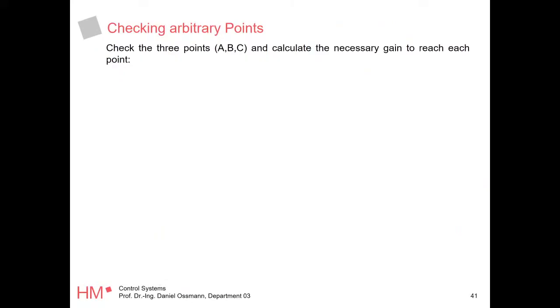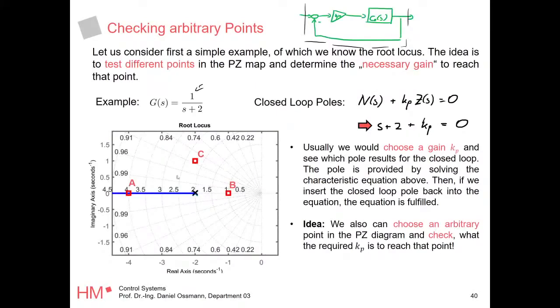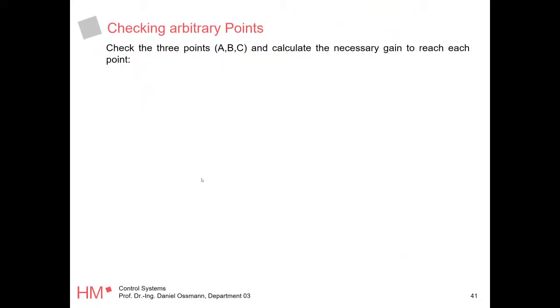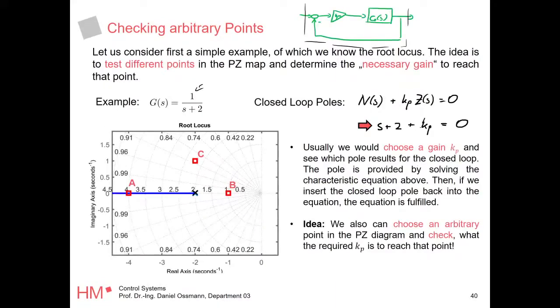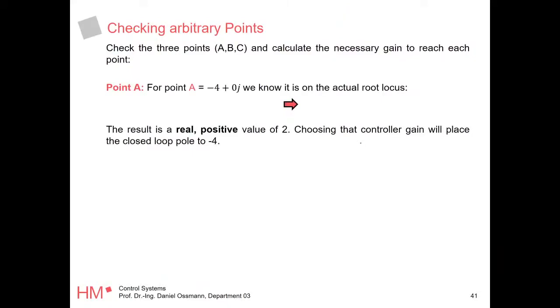So let's check point A. Point A is -4, -4. It's real. Okay, so let's put this point into our equation here. And the equation I'm talking of is this one, obviously, right? So this guy here, s + 2 + Kp = 0. So let's put in our point A, -4 plus 0. It's real, so the complex part is 0, plus 2 plus Kp is equal to 0. So if you do the computation, you get out a Kp of 2.